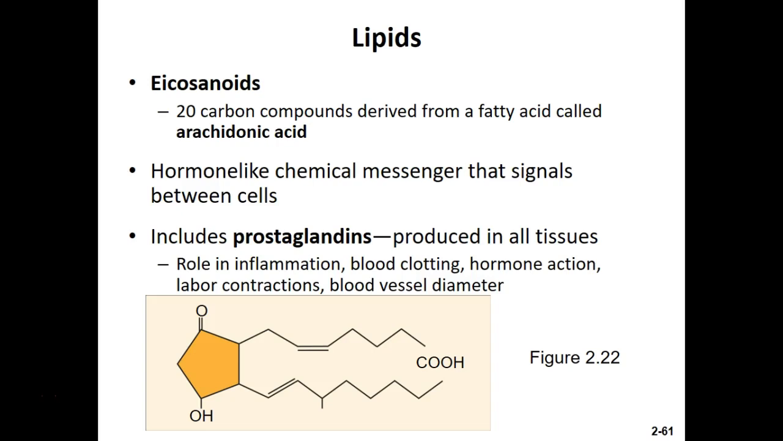So they help in producing inflammatory responses or help in telling neighboring cells to turn on certain characteristics and turn off other characteristics.